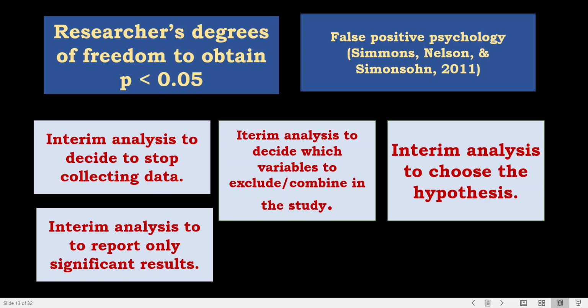And the other way that people try to increase the importance of the study is to report, for example, when surveys are used and you've got a lot of variables, only the variables that produce a significant result, and the others are ignored. So this is another way of exercising degrees of freedom.